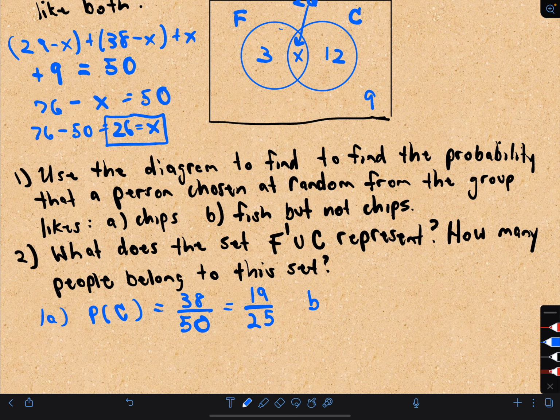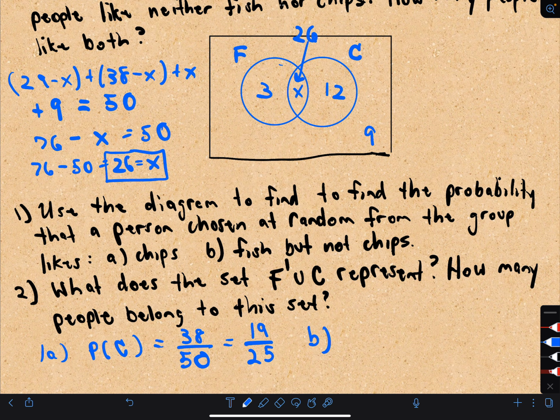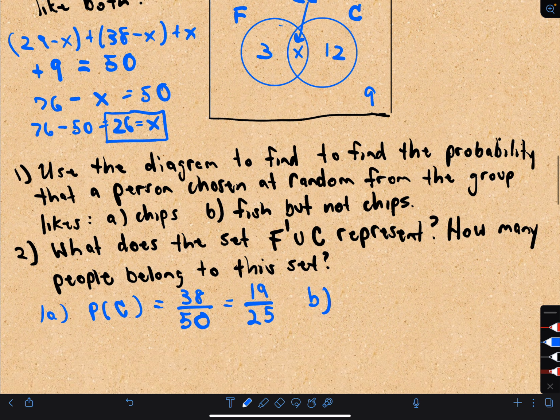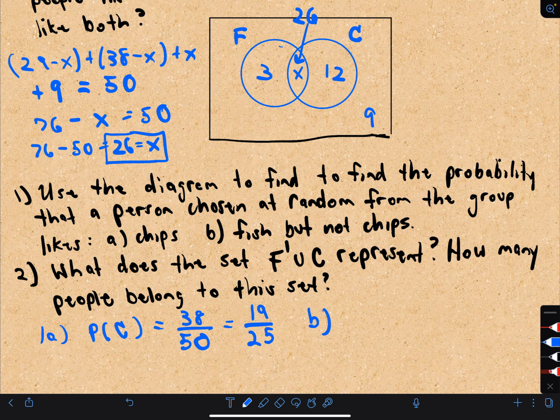Let's see, the probability that a person likes fish, but not chips. Okay, it's the same idea here. They like fish, but not chips. So the probability that a person likes fish, but not chips.